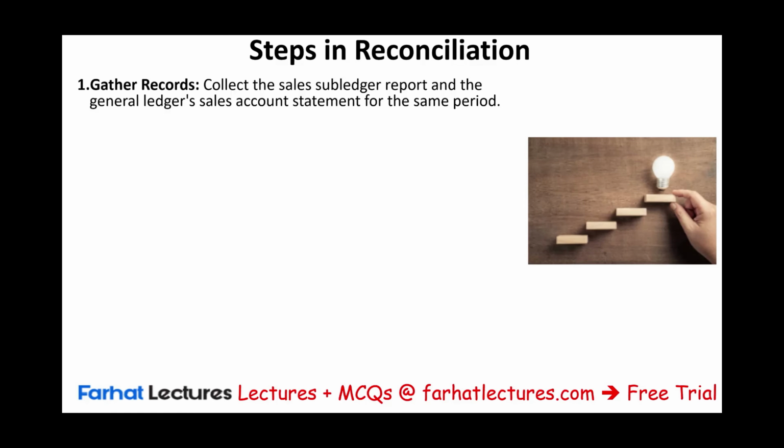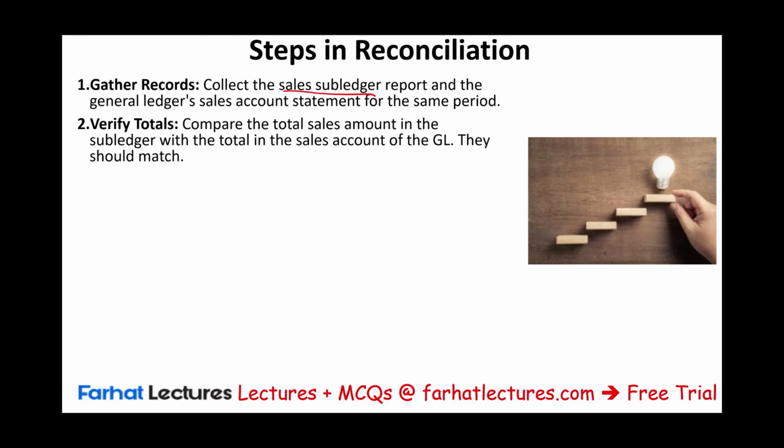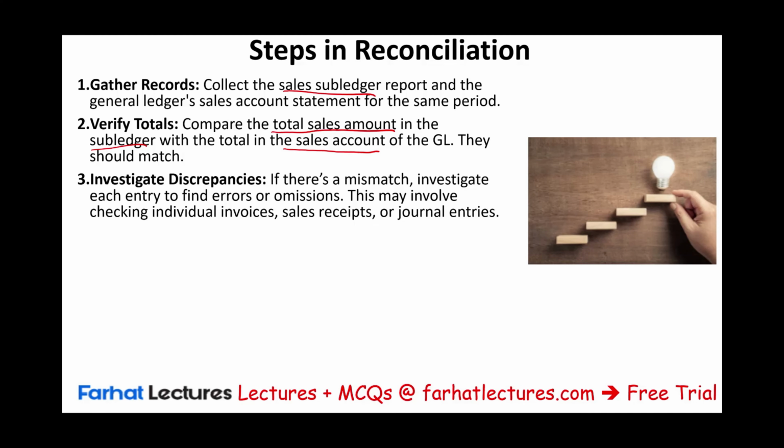Well, first you gather records: collect the sales subledger report and the general ledger sales account statement for the period. Take a look at them all. Verify the total. Compare the total sales amount in the subledger with the total sales of the general ledger. If you're dealing with sales on credit, you can deal with account receivable. That's why I'm using the words sales and account receivable interchangeably. And those two should match, the subledger and the ledger.